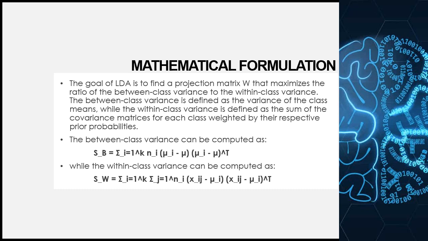The goal of LDA is to find a projection matrix W that maximizes the ratio of the between-class variance to the within-class variance. The between-class variance is defined as the variance of the class means, while the within-class variance is defined as the sum of the covariance matrices for each class weighted by their respective prior probabilities. The between-class and within-class variances are computed using these formulas.